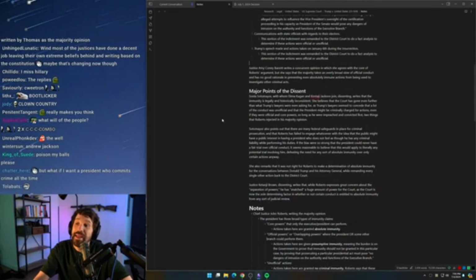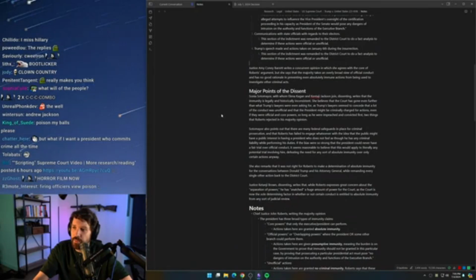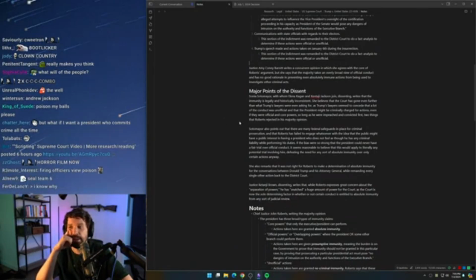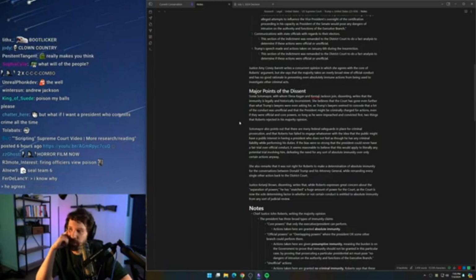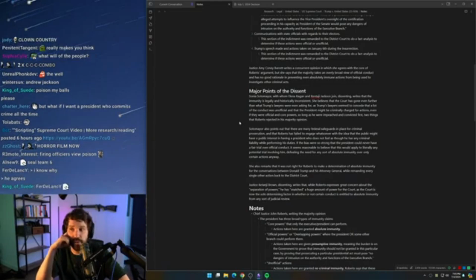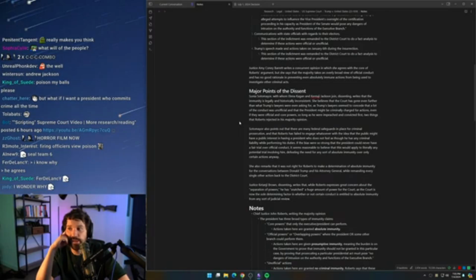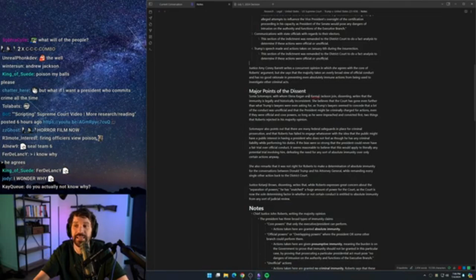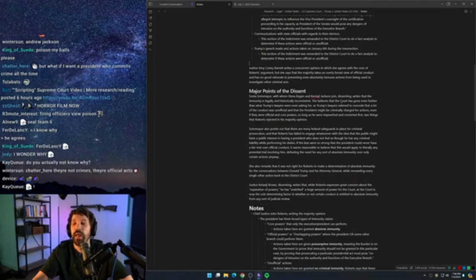Sotomayor is writing the main dissenting opinion, the larger one, with Kagan and Jackson joining in. And she writes that the immunity is legally and historically inconsistent. She believes that the court has gone even further than what Trump's lawyers were asking for, as Trump's lawyers seem to concede that a lot of his conduct was unofficial and that the president might be criminally charged for actions, even if they were official and core powers, as long as he were impeached and convicted first, two things that Roberts rejected in his majority opinion.